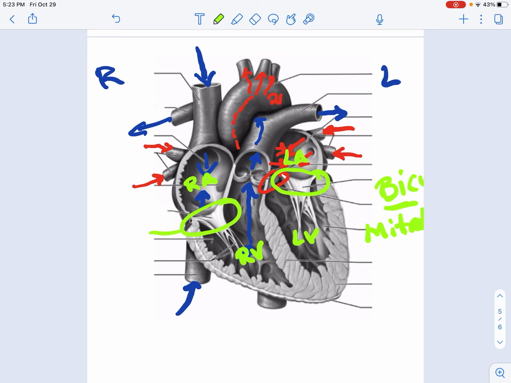And then we have our pulmonary valve between the right ventricle and the pulmonary artery. And then, I'll clean this up a little bit, we have our aortic valve between the left ventricle and the aorta. So those are the four chambers: right atrium, right ventricle, left atrium, left ventricle, and the four valves: tricuspid, bicuspid, pulmonary, and aortic valves.